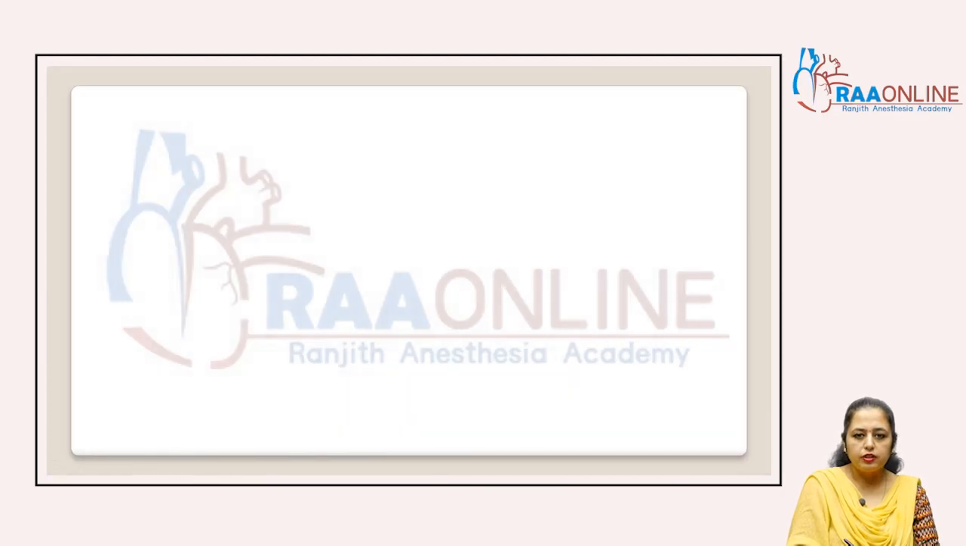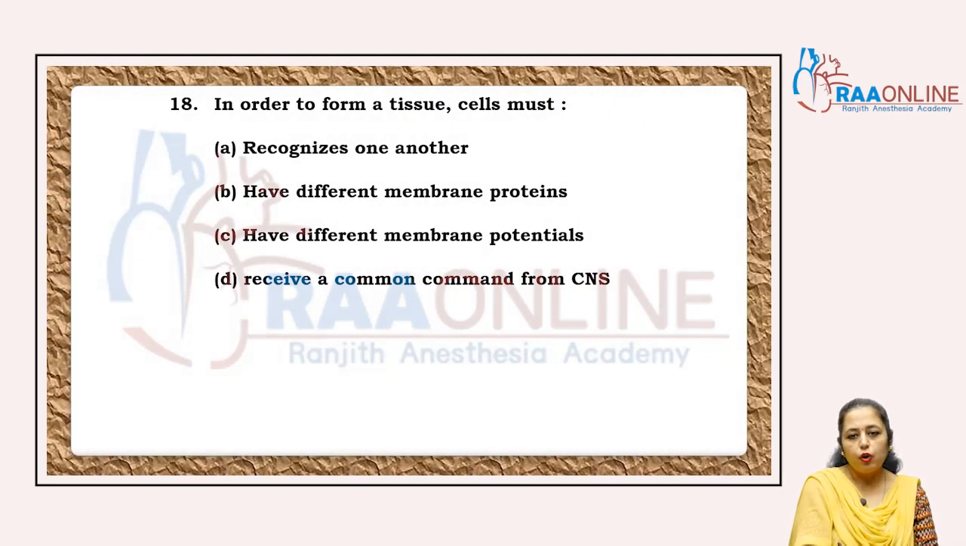Come to the next one. In order to form a tissue, the cells must... as we know, these tissues have the same origin and structure, right? So origin and functions are the same. So basically they recognize one another, right? So that's why the answer is A. In order to form a tissue, the cells must have recognized one another.